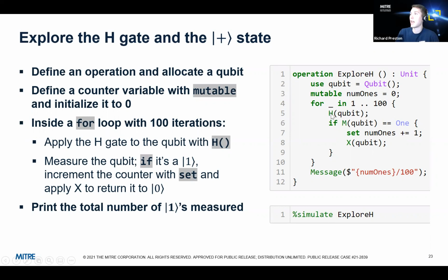Inside the loop, we're going to apply H to the qubit, and then we're going to measure the qubit. You could do this in multiple steps if you want; I kind of did it in one fell swoop. We measure the qubit, and if it's a 1, we increment the counter. Now, what is this X here for? It kind of says it. So what it says is, measure the qubit. If it's a 1, increment the counter with set and apply X to return it to 0. Why do we need to do that? Anybody know or have a guess?